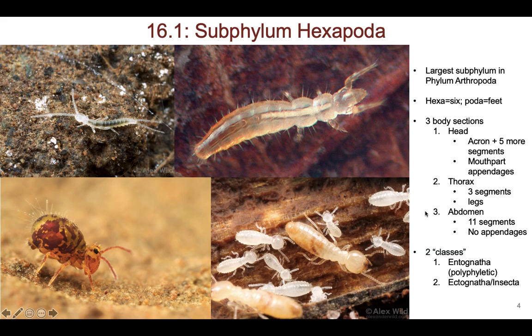All of their appendages are uniramous. That means a single branch, so they don't have any branching off like some of the other arthropod groups, some of which are biramous. All these are uniramous.